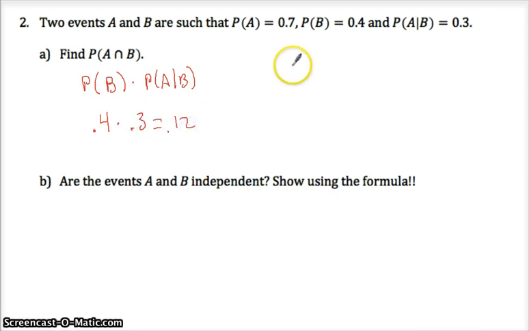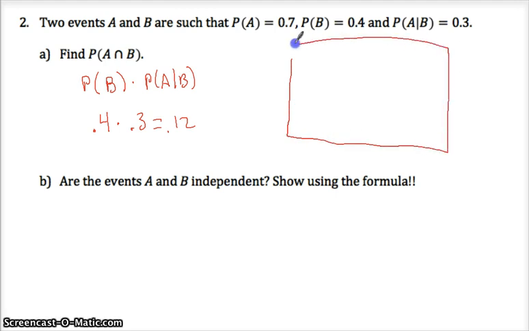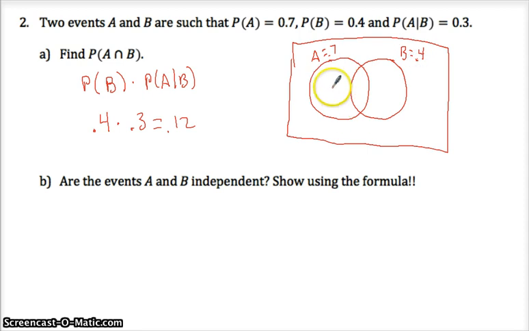Let's do this by Venn diagram, and let's see if we would get the same thing. All right, so we have A and B. We don't know if they're independent or not. That question's coming in part B. So say you forget this formula. I'm just going to show there's another way to do this. We know that A total is supposed to be 70%, and B total is supposed to be 40%. But I know that A given B is 0.3.